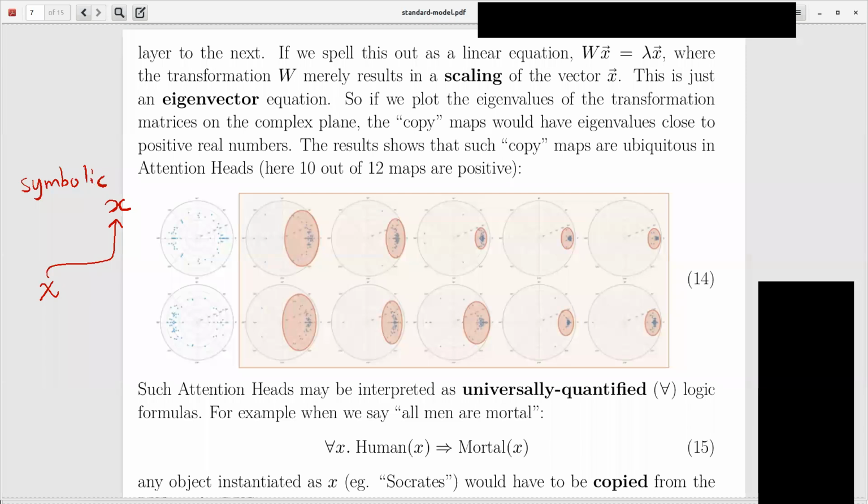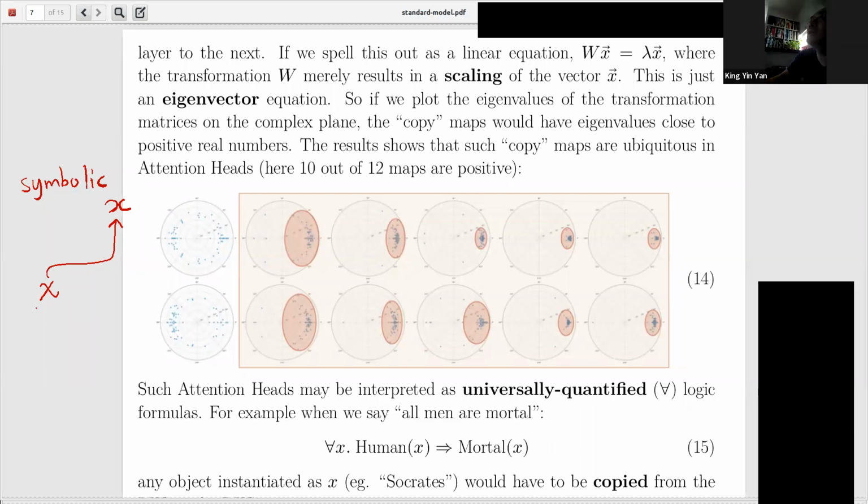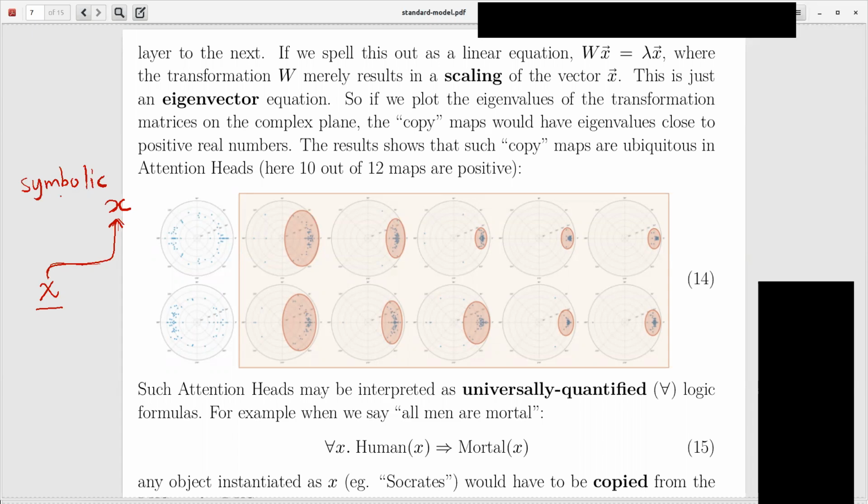Okay. Yeah. For example, human X and then mortal X, and we need to copy this guy to here. So it's very symbolic. It's just moving things around and then sometimes changing some symbols, and that's why we think that the transformer is very close to logical manipulation. Can you give us one concrete example?